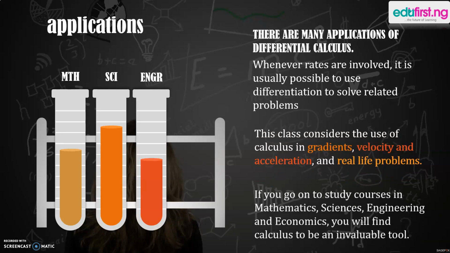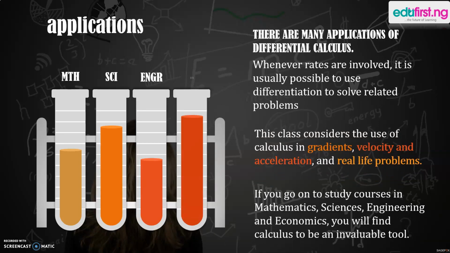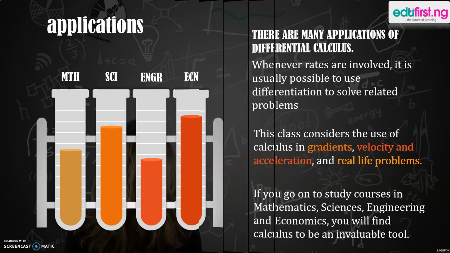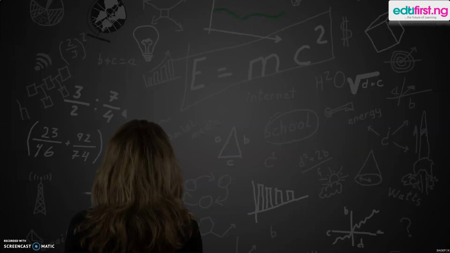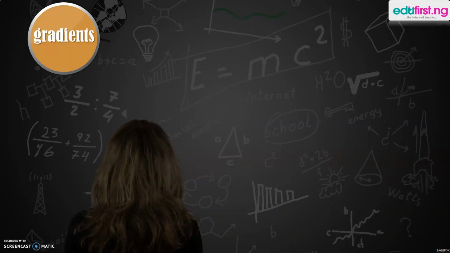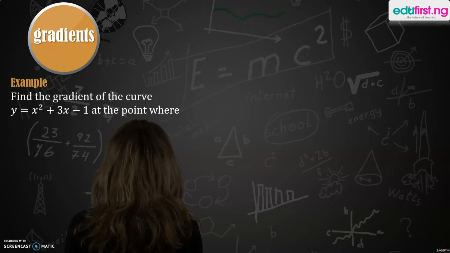If you go on to study courses in mathematics, sciences, engineering, economics, you'll find calculus to be an invaluable tool. So get your minds ready, for those of you who would like to study sciences. Our first point of call is going to be gradients. Here is the example. Find the gradient of the curve y equals x squared plus 3x minus 1 at the points where x equals 3, x equals minus 2, and x equals 0.